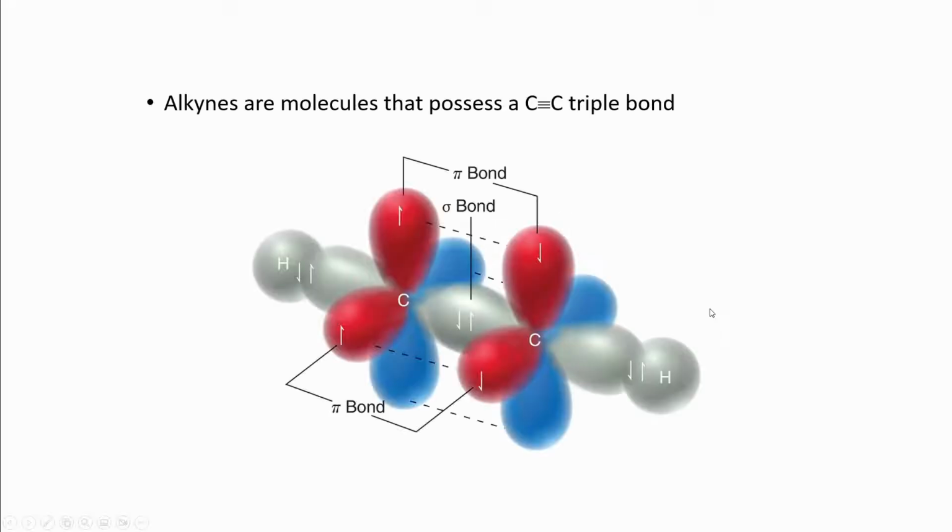Welcome. In this chapter, we will cover the chemistry of alkynes. An alkyne is a molecule that possesses a carbon-carbon triple bond. The carbon-carbon triple bond is composed of two pi bonds, utilizing p orbitals between the two carbons, and one sigma bond, which uses an sp orbital between the two carbons.